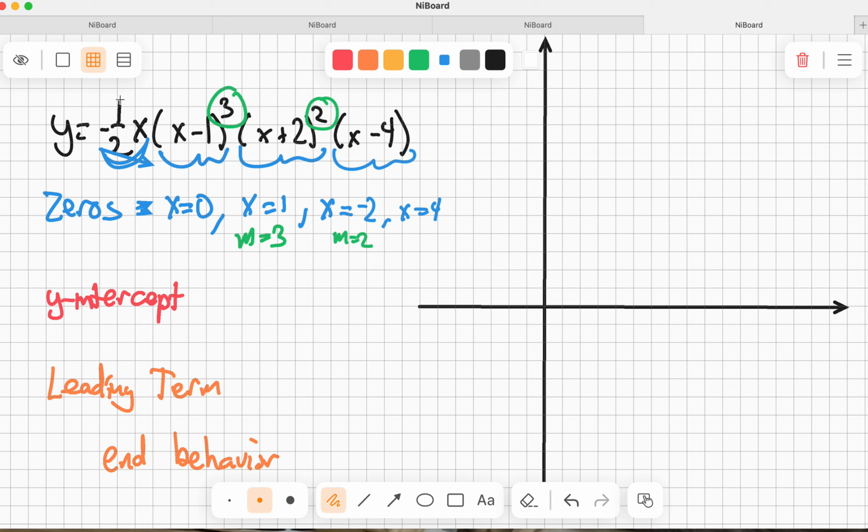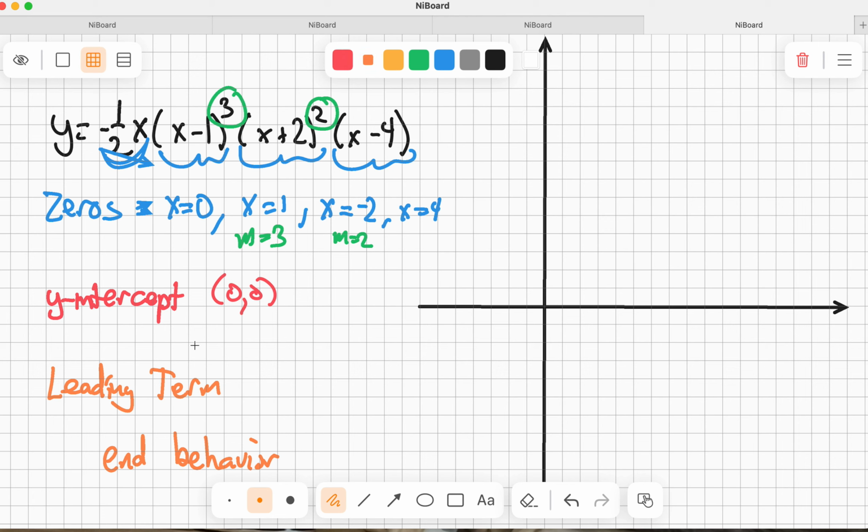Again, since this first factor is just negative 1/2 x, or negative 1/2 x plus 0, my y-intercept is again going to be 0, 0. That takes some of the fun out of things, doesn't it? Oh, I don't know. 0, 0.